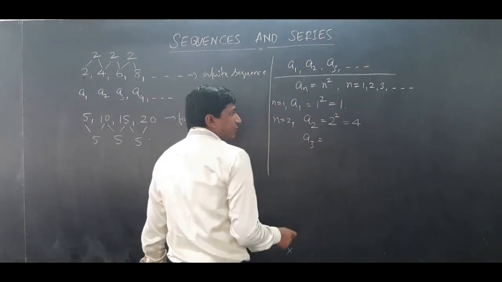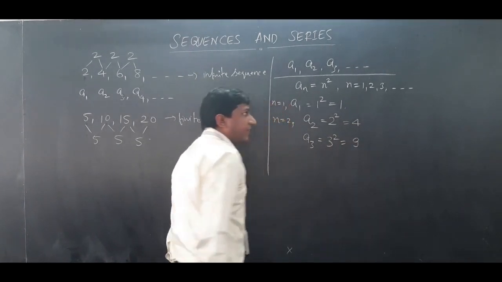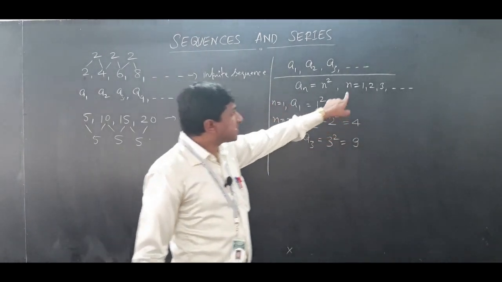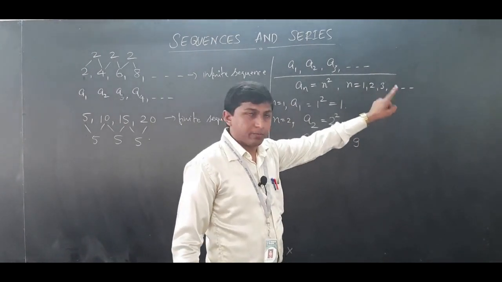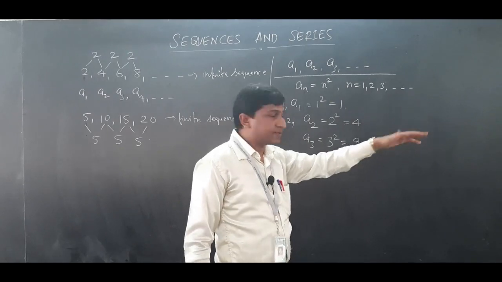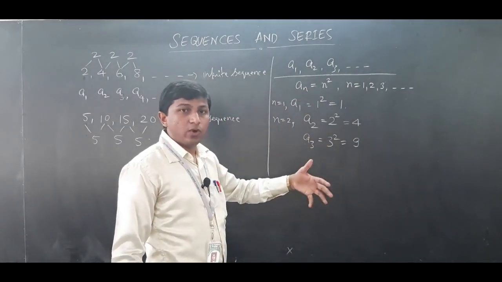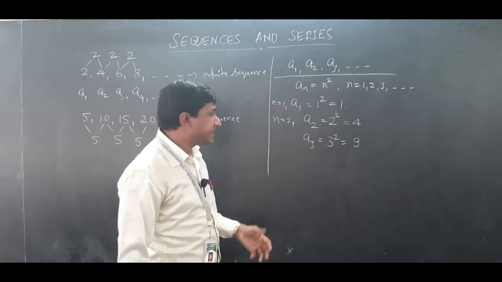A3, putting n equals 3. What do you get? 3 square is 9 and so on. Since n is any natural number, and after 3 also there are numbers 4, 5, 6. So as usual, this sequence will also be an infinite sequence.